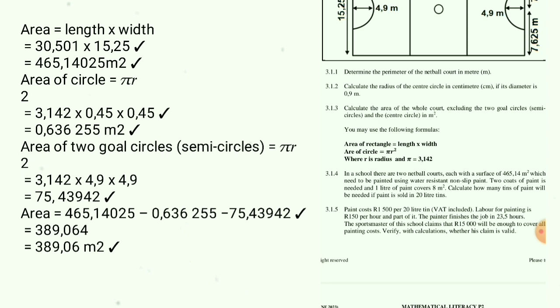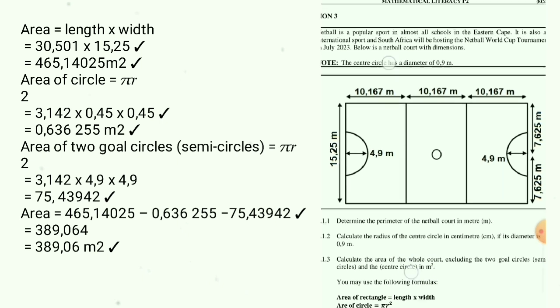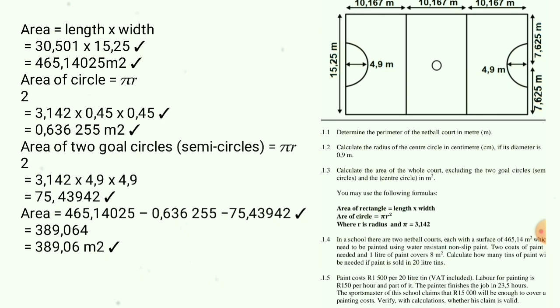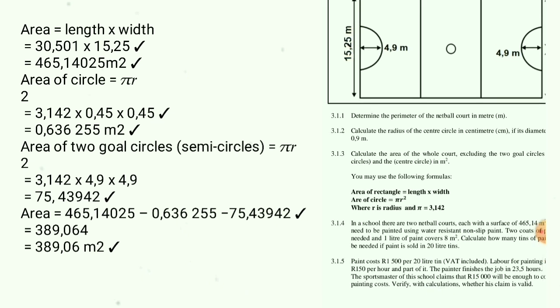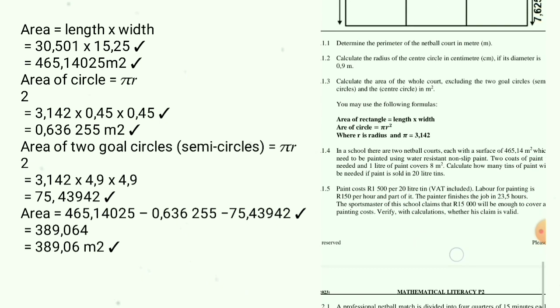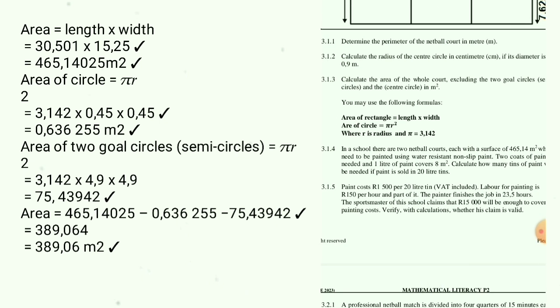So where do we get the length? The length is just straightforward. We just take the length on top here, which is 30,501, and then we take the width, which is 15,25. Then the answer is there. Then area of the circle is 3,142 multiplied by 0,45, which is the radius, multiplied by 0,45 again, and then the answer is 0,63. And then we are going to area of 2 goal circles, which are semicircles, 3,142, which is pi, multiplied by 4,9, which are the circles.